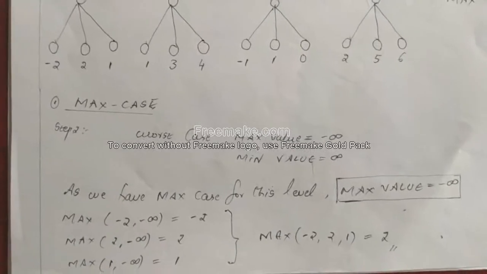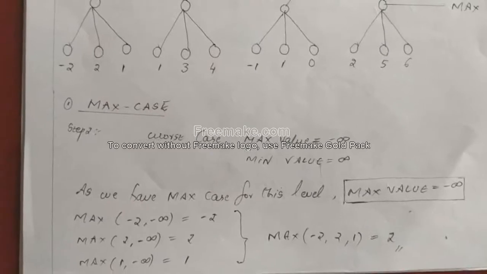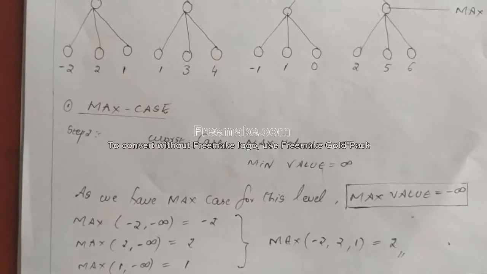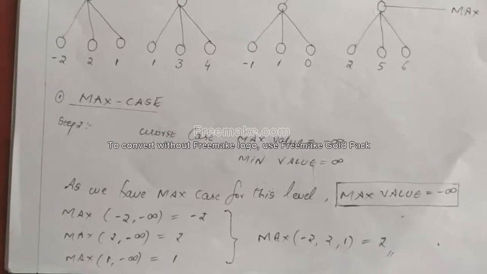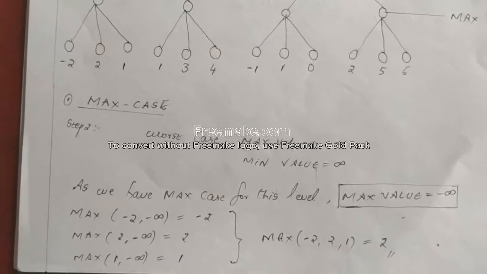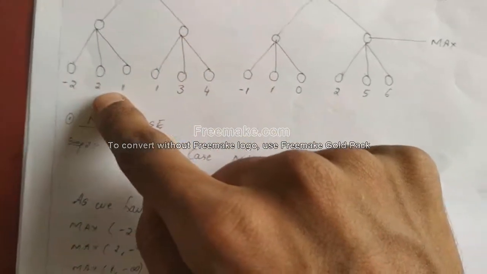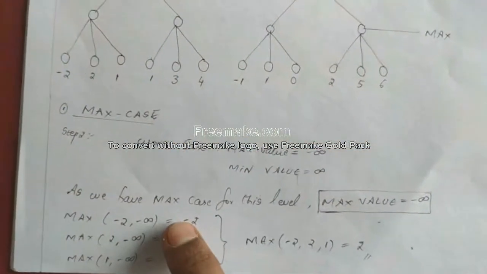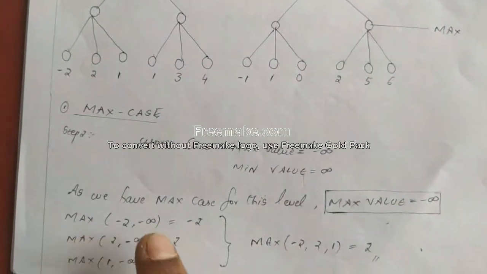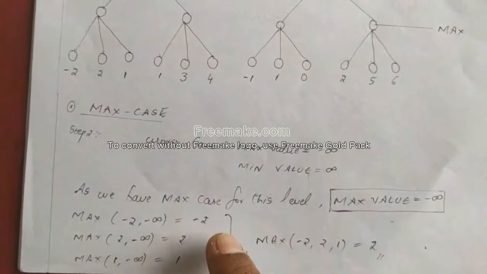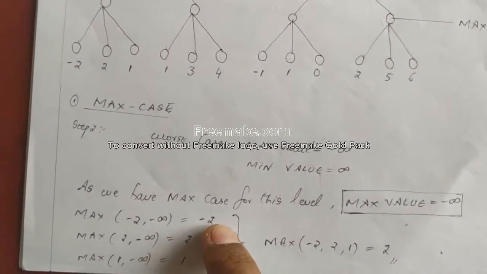For example, step 2 considers the worst case of maximum value equal to minus infinity and minimum value equal to infinity. As we have the max case for this level, the max value is equal to minus infinity. So each and every node value has to be compared with minus infinity. Here we can see that max of -2 comma minus infinity gives you -2. So the maximum value here is -2.